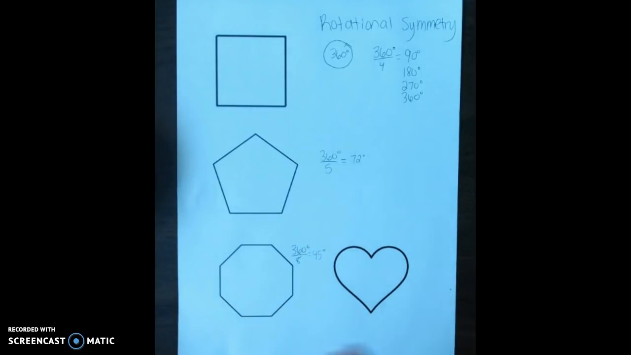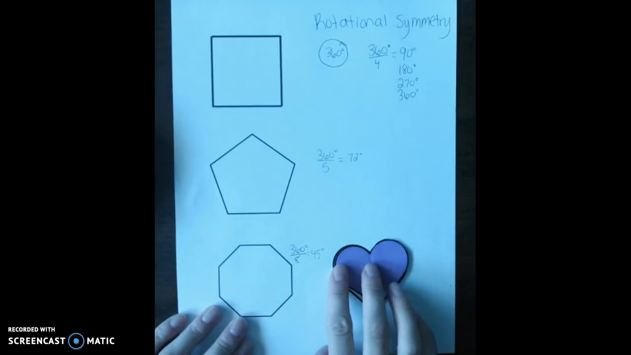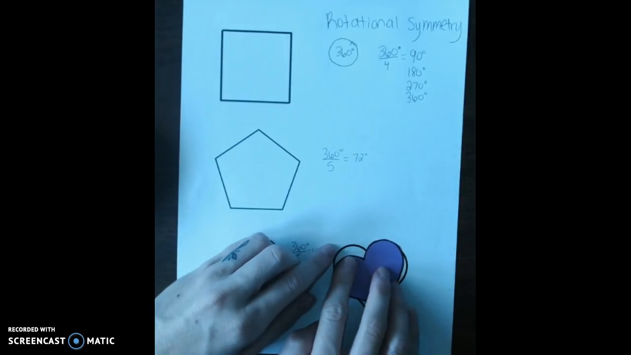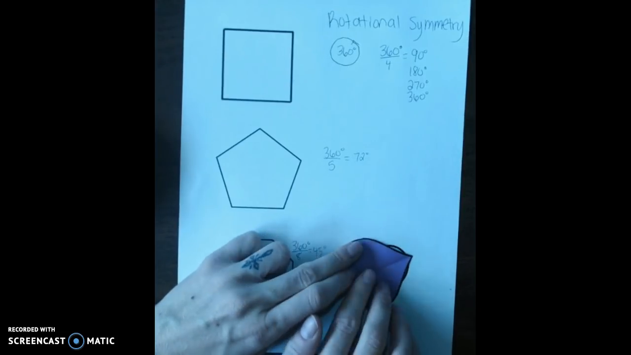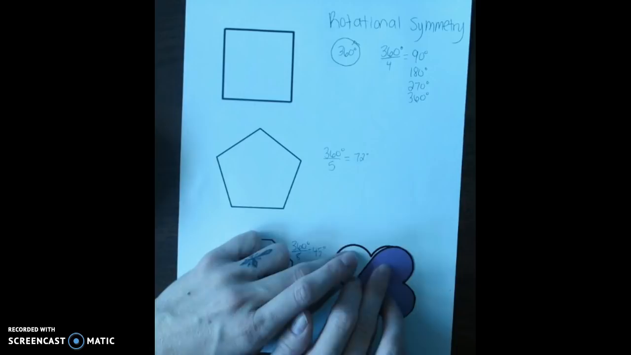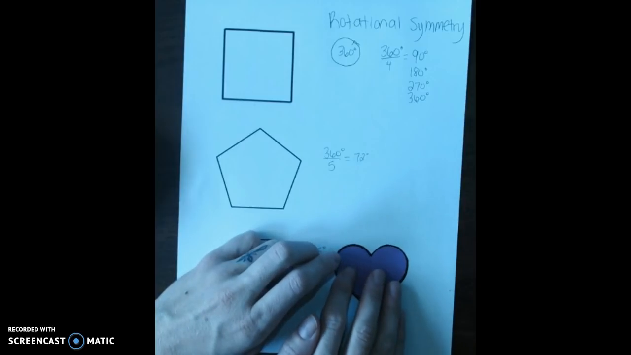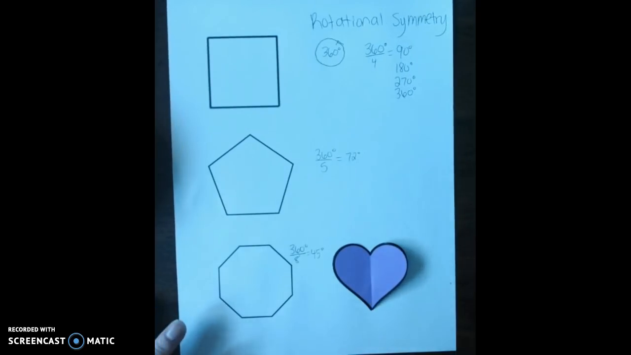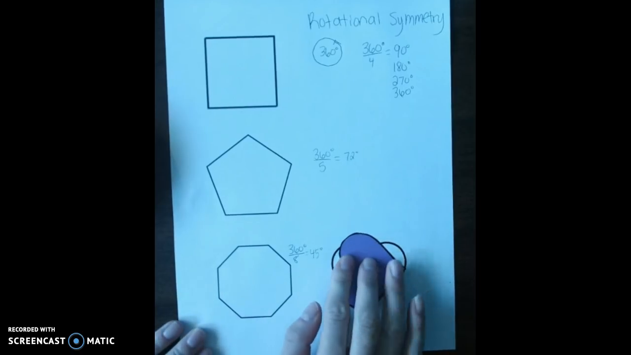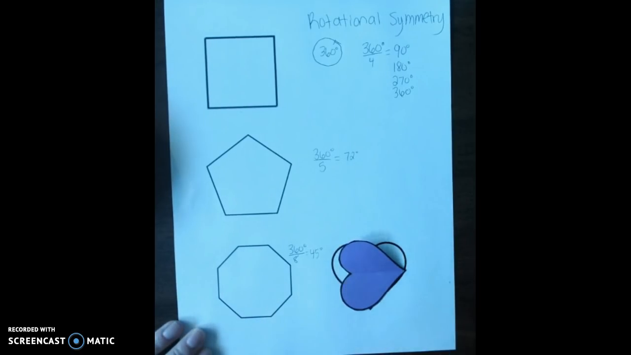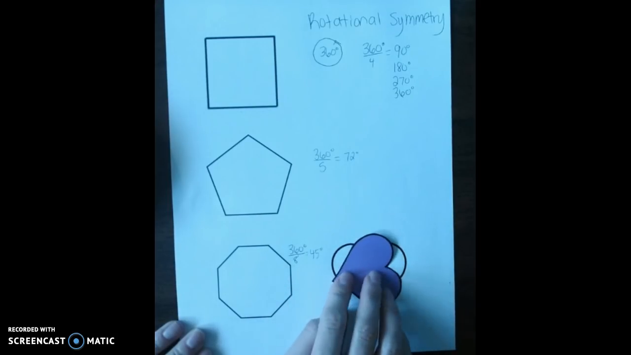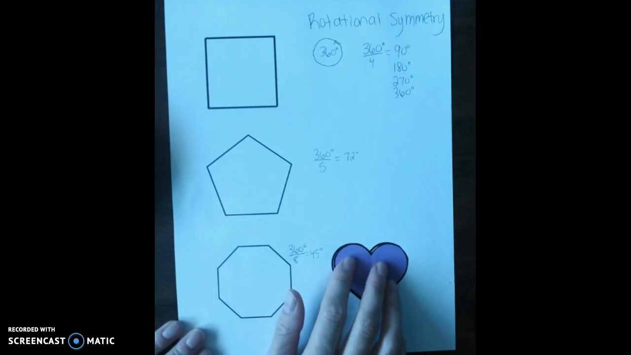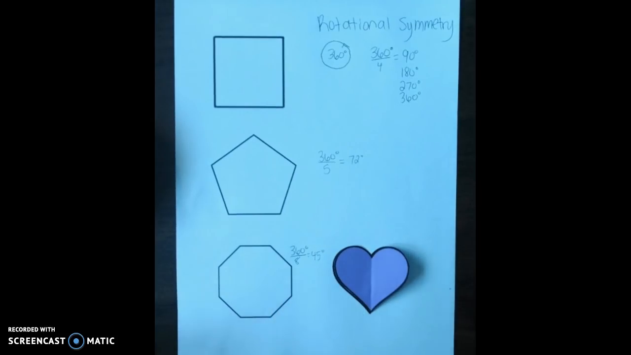Okay, the last one we have is the heart. Remember, we're trying to figure out how far it takes us to rotate it until it maps back onto itself. And if you notice with the heart, you have to rotate it all the way around, right? You can't rotate it a quarter turn and let it map onto itself. It just doesn't work. Can't rotate it 180 degrees. It doesn't work. Can't rotate it any amount until you get all the way back to 360.